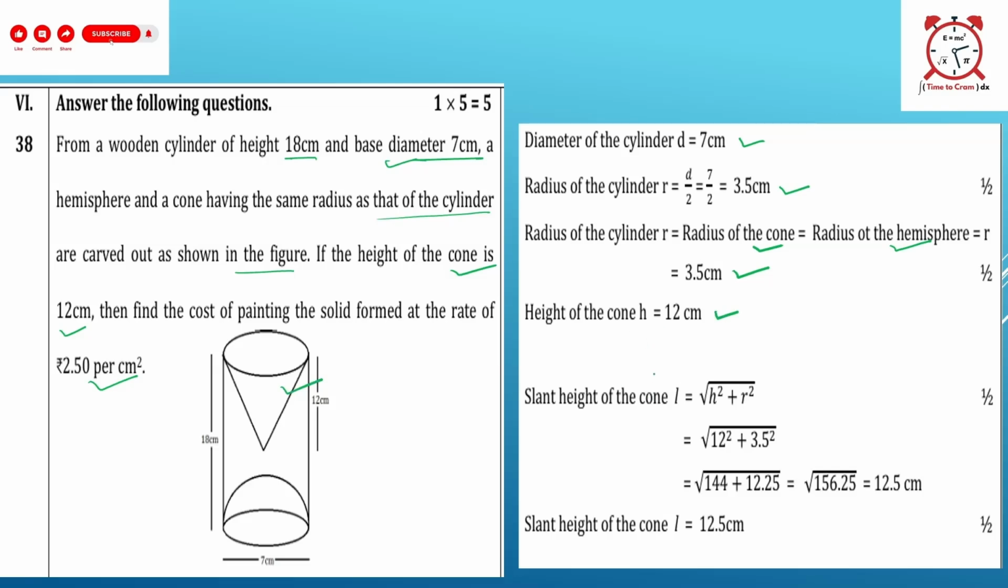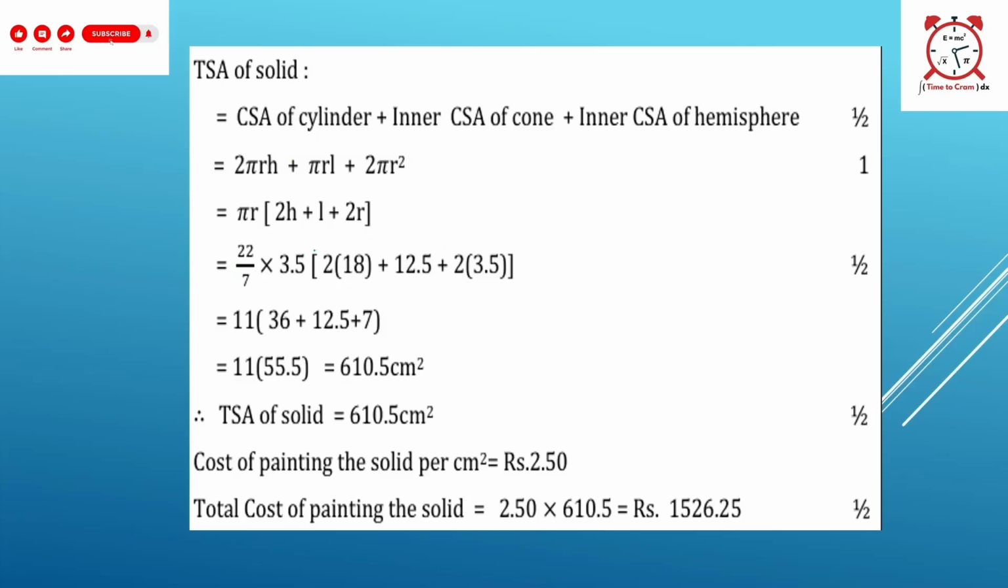We know that to find the curved surface area of the cone we need slant height L. So this is the Pythagorean formula. From this Pythagorean formula we will calculate the slant height 12.5 centimeter. So therefore slant height of the cone L equal to 12.5 centimeter. Now after that we will find the total surface area of the solid.